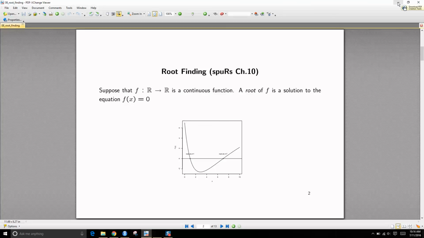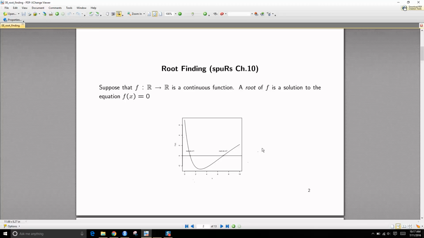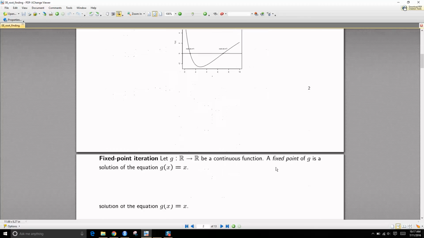So if you have an optimization problem, one way to solve it is you find the function that you're trying to minimize, then you take the derivative of that function, and then you try to find where that derivative is equal to 0. So anyway, this is why we bother with root finding here. You have some function, you want to find out where it's equal to 0.